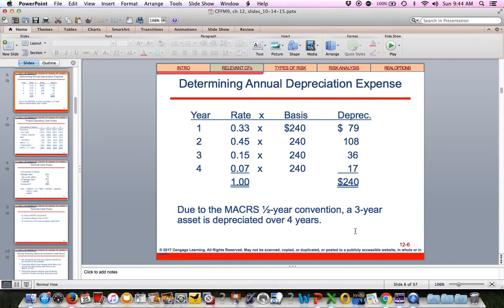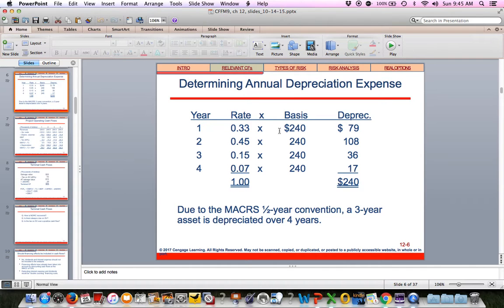Then I determine depreciation, and we're using the MACRS rate. Okay, and that just comes from tax tables. They will give you those when you do this work in Aplia. So a 3-year asset is depreciated over 4 years using a MACRS half-year convention. So they give us the rates, and they're always accelerated. You take a lot of depreciation right away and just a little bit towards the end. And the basis was 240.